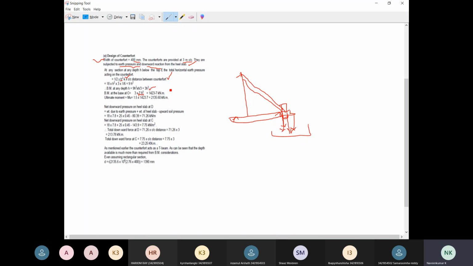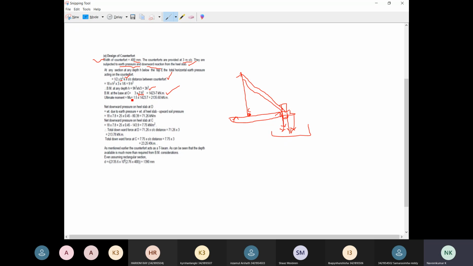For example, if you consider the cantilever retaining wall, in that case the height is given as 5.2 meters. In the case of the counterfort retaining wall, as I told already, the height of the wall is 7.8 meters in this case. Therefore, we calculated the bending moment at this point. This is the point C, where the stem of the retaining wall is meeting the base.